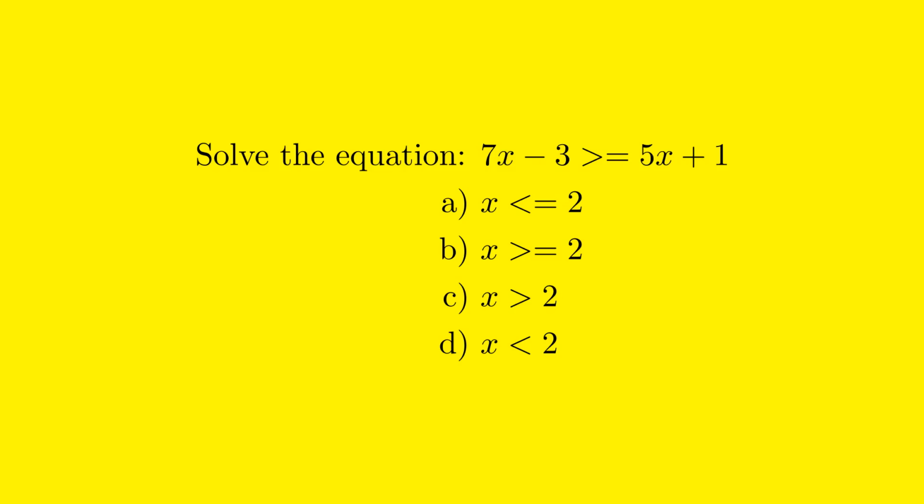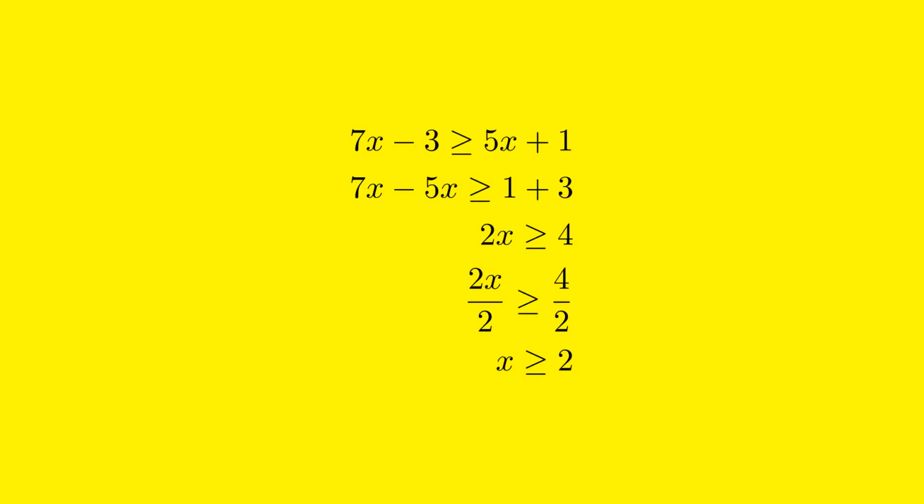Now let's take a look at the inequality 7x minus 3 is greater than or equal to 5x plus 1. Pause the video here and solve for the possible solutions. Options are A, x less than or equal to 2, B, x greater than or equal to 2, C, x greater than 2, D, x less than 2.